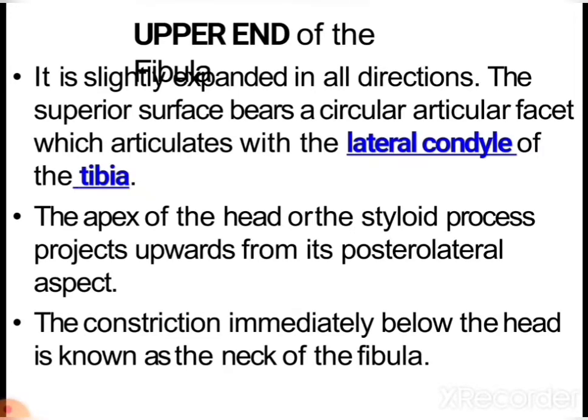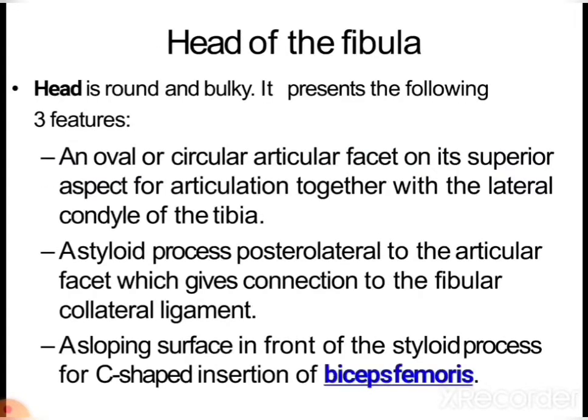The superior surface bears a circular articular facet which articulates with the lateral condyle of the tibia and forms the proximal tibiofibular joint. The apex of the head, or the styloid process, projects upward from its posterolateral aspect, and the constriction immediately below the head is known as the neck of the fibula.